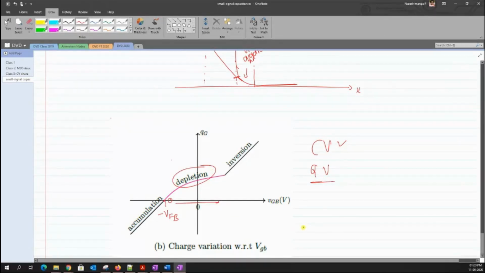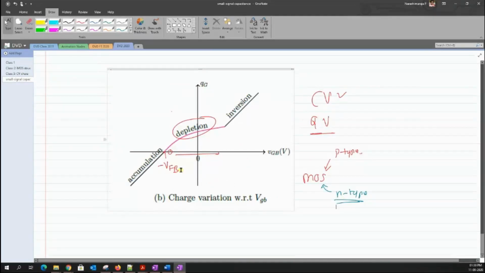So this is in the case when I have a metal oxide semiconductor where the semiconductor is a p-type, okay. But in case the semiconductor is an n-type, how should this graph look like? Any guess? Mirror about the axis will happen, okay? Yeah. Plus VFB. Yeah, exactly.